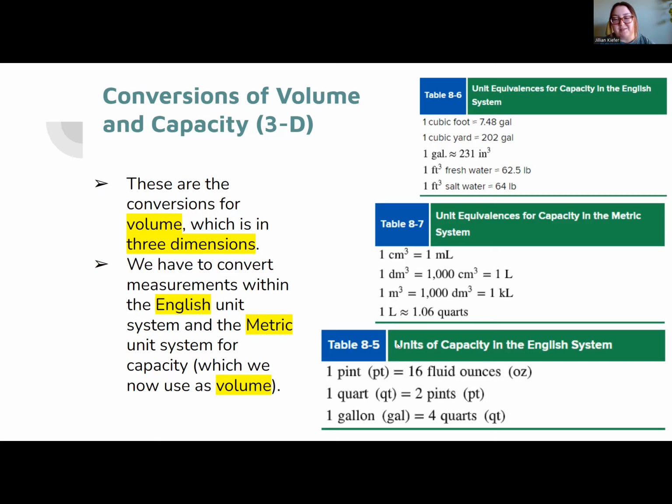So we have units of capacity lastly in the English system. Just a couple extra ones here. 1 pint is 16 fluid ounces. 1 quart is 2 pints. 1 gallon is 4 quarts. So we have all these different measurements, metric and English system, that we can use to convert things of volume and capacity.